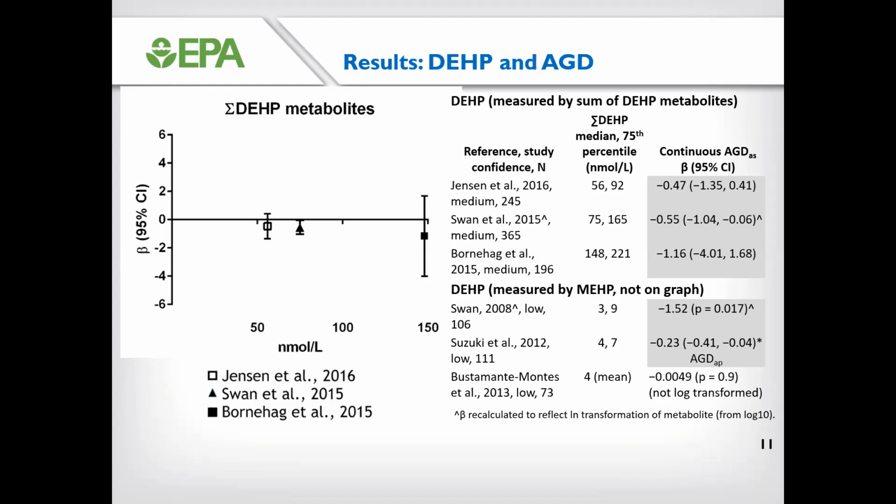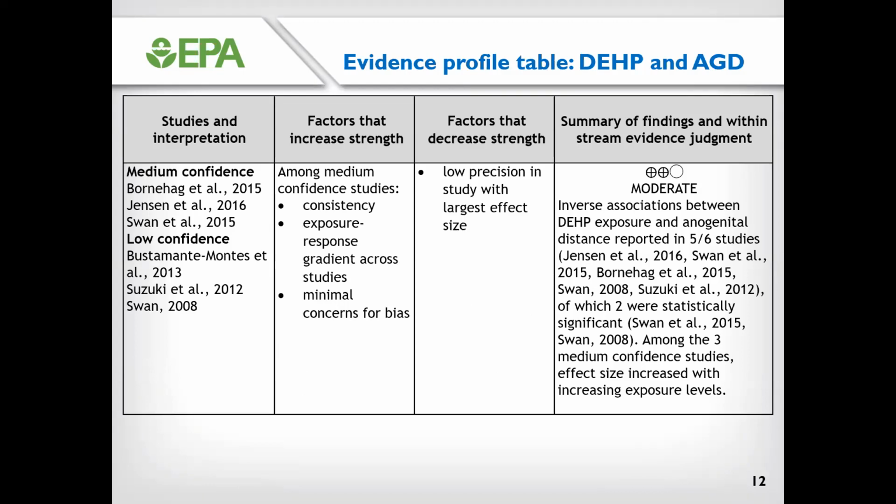So then on the next slide, we pull all of this together, and you can see that, similar to GRADE, we have factors that increase our strength and decrease our strength, but it's a little bit less rigid, I guess I would say. The factors that increase our strength are tied as much as possible to the Hill considerations as I talked about before. We have consistency among the medium confidence studies. There's the exposure response gradient across the studies. We have minimal concerns for bias.